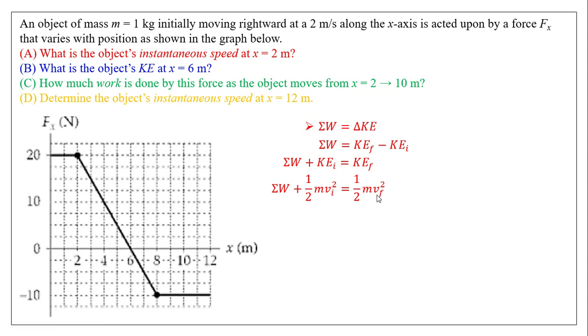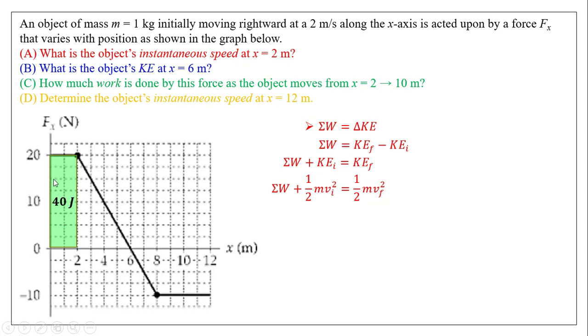Because the problem just wants us to find the instantaneous speed at 2 meters, I'm going to shade only the area that pertains to part A. So I'm going to shade in the area underneath this F of x graph for just 2 meters. Here to find the area, this one's pretty easy. The base is 2, the height is 20, so 2 times 20 is 40.